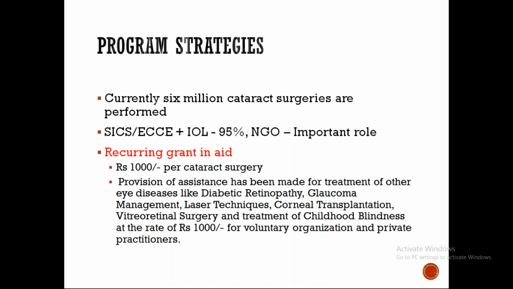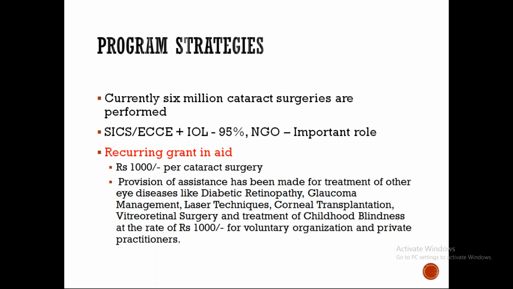Strategies include, currently there are 6 million, that is around 60 lakh cataract surgeries which are performed every year, and 95% of the surgeries include small incision cataract surgery or extracapsular cataract extraction with IOL implantation. And this is not only performed by government agencies and government hospitals; non-governmental organizations or eye hospitals also have an important role in achieving this target, because one of the goals is to reduce the cataract induced blindness.